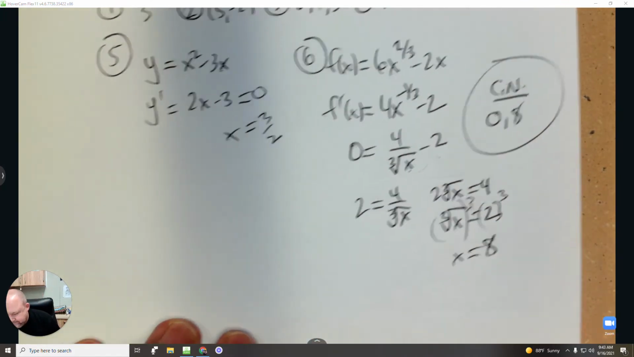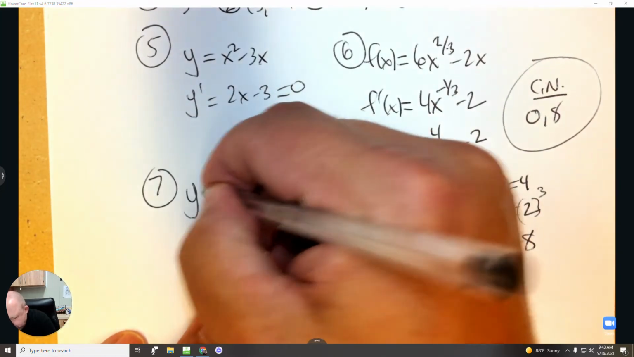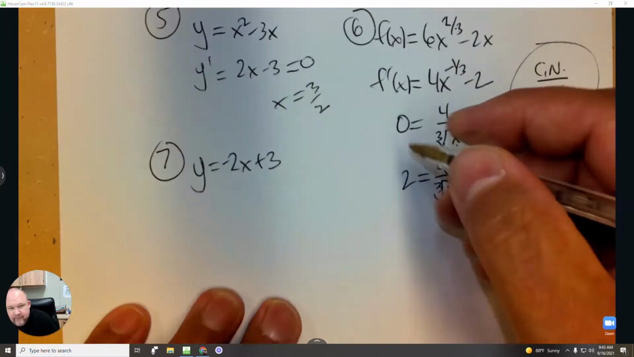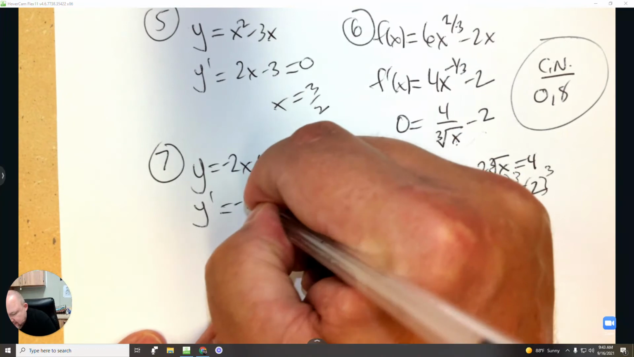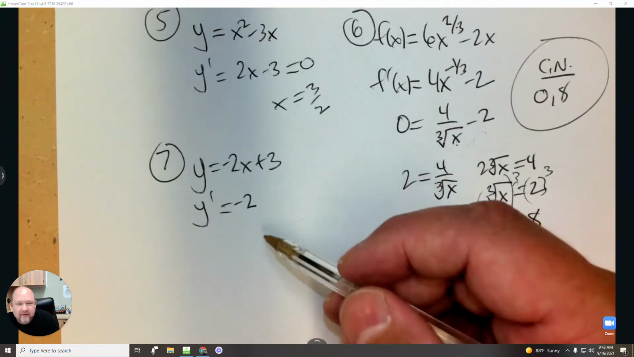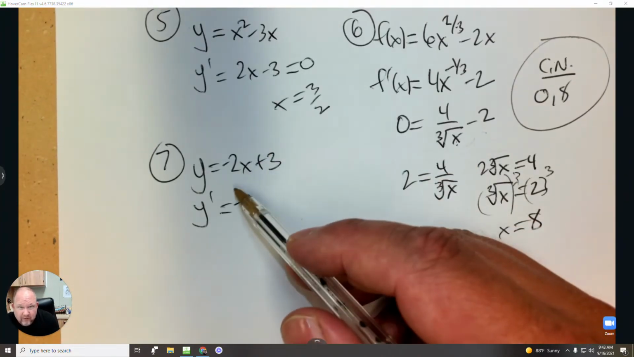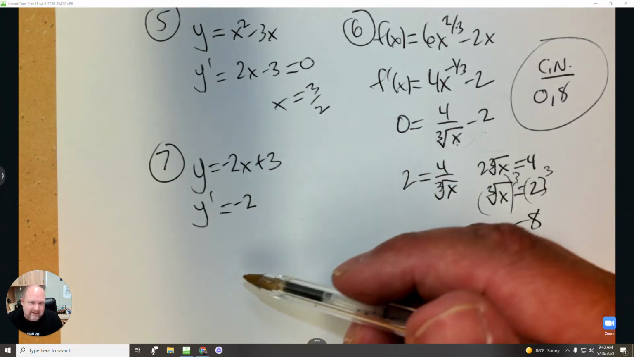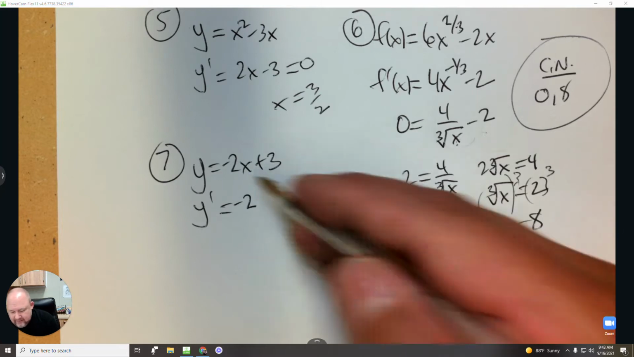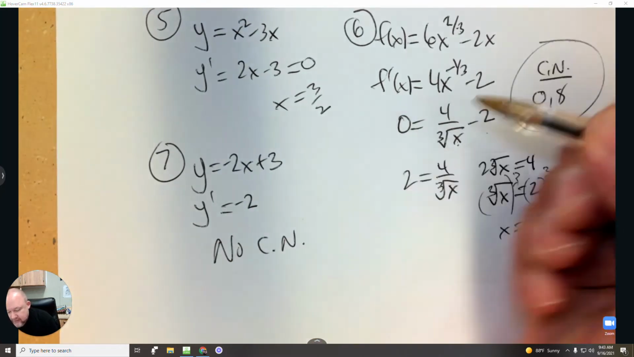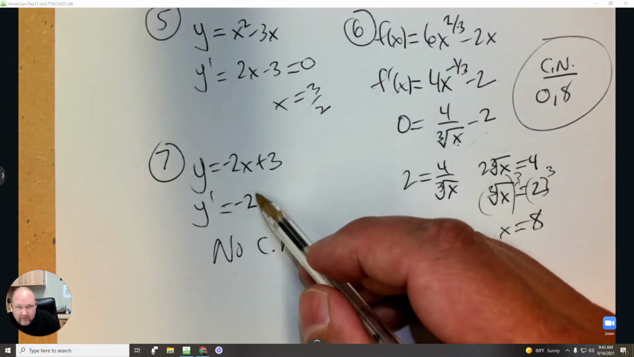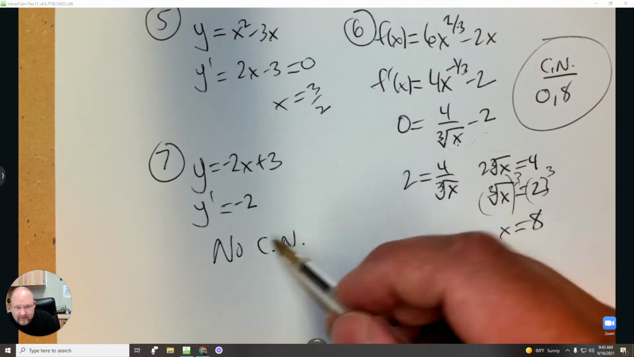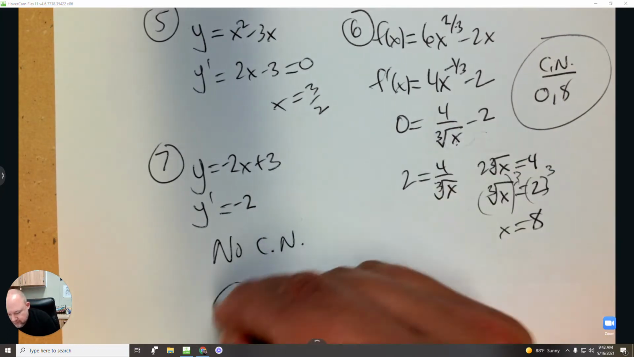Number 7. Take the derivative. This is a line. There are no critical numbers on a line because it never turns. There's no maximums or minimums on a line. It goes in one direction forever. There are no critical numbers here. There's nothing that makes it 0 and there's nothing that makes it undefined. There's just no critical numbers on a line.